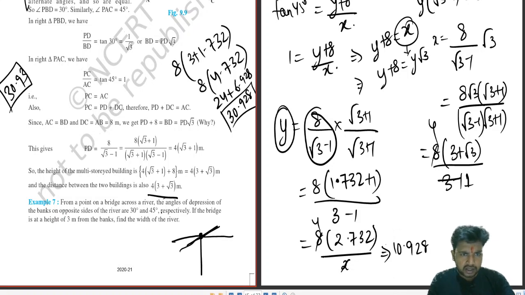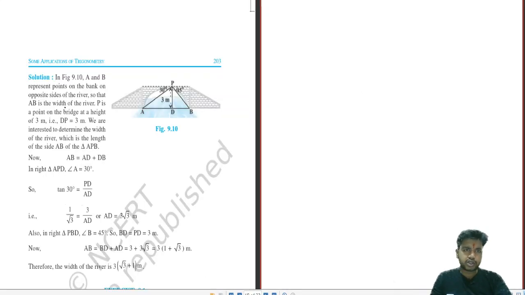From a point on a bridge across a river, the angles of depression of the banks on opposite sides of the river are 30 degrees and 45 degrees. If the bridge is at a height of 3 meters from the banks, find the width of the river. Okay, so we'll make a diagram on the next page. Reading the question, this is the angle of depression 30 degrees, this is the angle of depression 45 degrees, and this is the given height. So this will also be 30 degrees and this will also be 45 degrees. Now we have to calculate the length of AB.